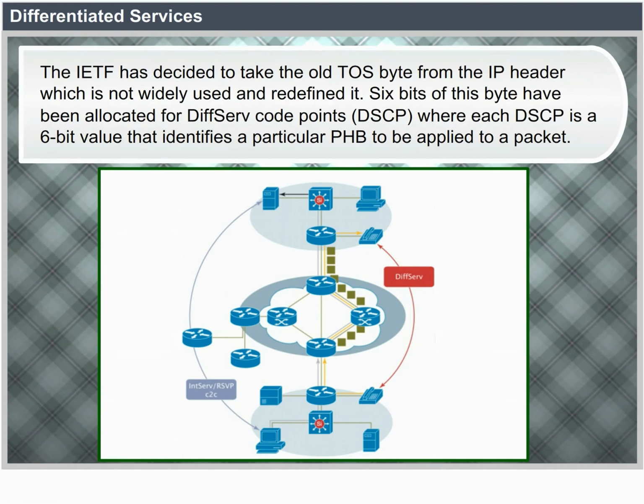The IETF decided to take the old TOS byte from the IP header, which has not been widely used, and redefine it. 6 bits of this byte have been allocated for DiffServ code points, DSCP, where each DSCP is a 6-bit value that identifies a particular PHB to be applied to a packet.